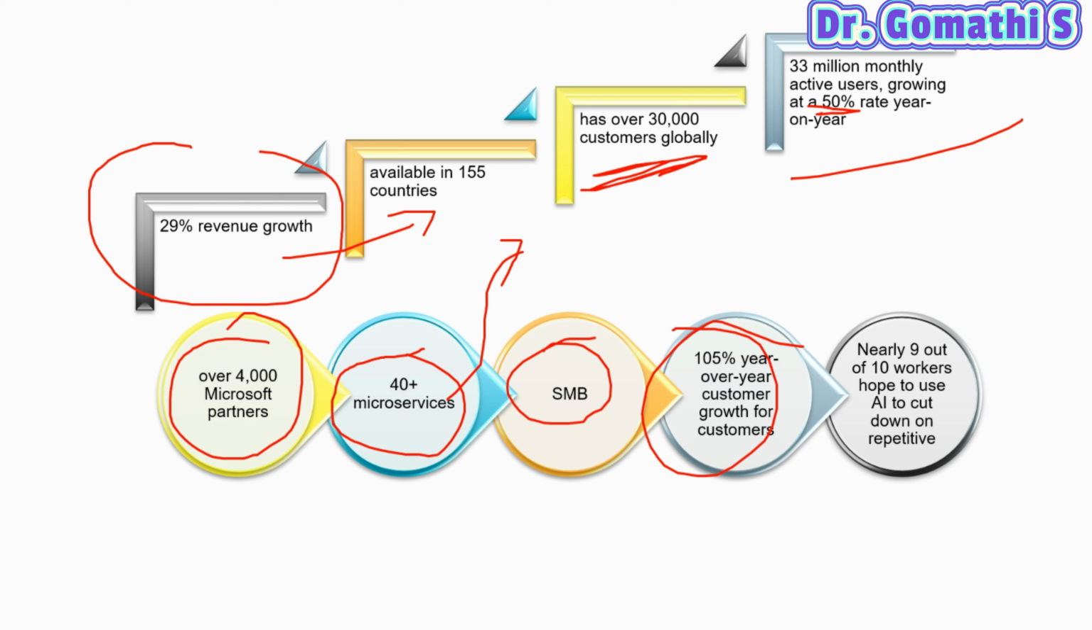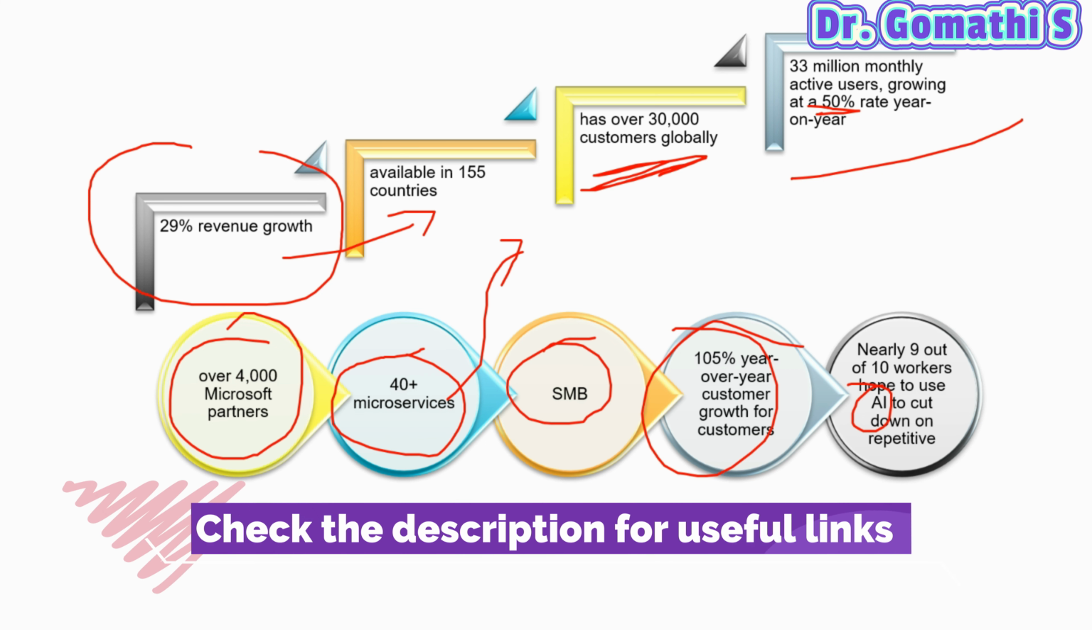And nearly 9 out of 10 workers hope to use AI, artificial intelligence, to cut down on repetitive tasks in their day-to-day roles. And with the new releases from Dynamics 365 Copilot, these are possible. Okay, Microsoft even in 2024 release, they have discussed about what are their Copilot, that is AI based modules which are available for Business Central.